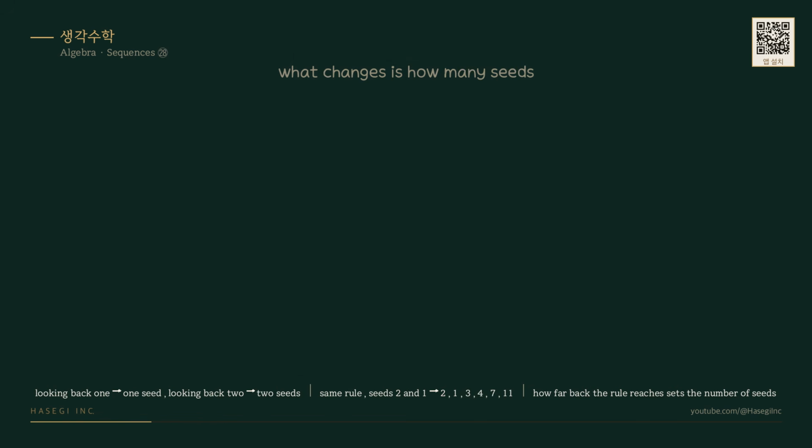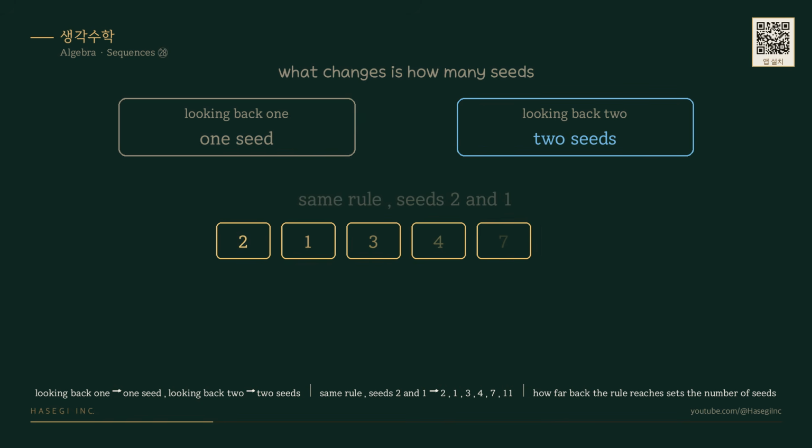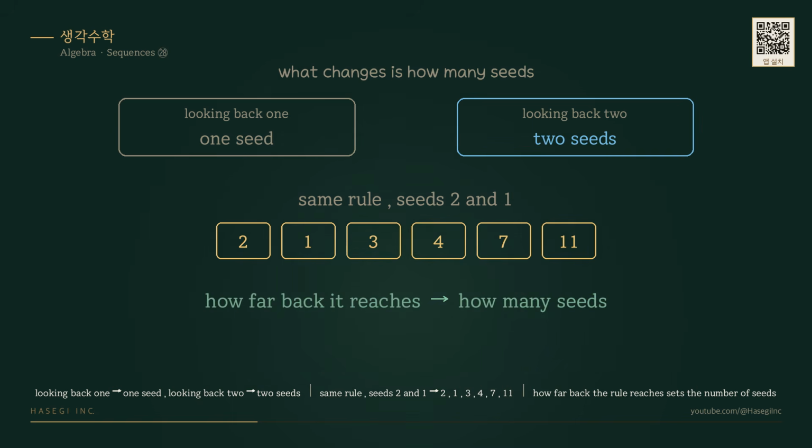What changes is how many seeds you need. A rule that looks back one place needs only the first number. But a rule that looks back 2 needs the first and the second before it can roll. With the same rule, seeds of 2 and 1 give 2, 1, 3, 4, 7, 11, a completely different sequence. How far back the rule reaches decides how many seeds it takes. Once the seeds are there, the rest is automatic.